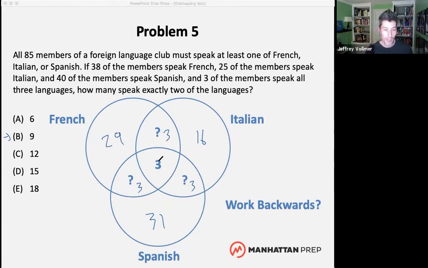Okay. I've got values for everything. Let's add them up and see if I get to 85. Let's see, well, 29 and 31 is 60. Plus 4 3s is 12. 60 plus 12 is 72. Plus 16 is 88. 88 is too high. All right. That's the wrong answer, but let's try another guess and see what happens.